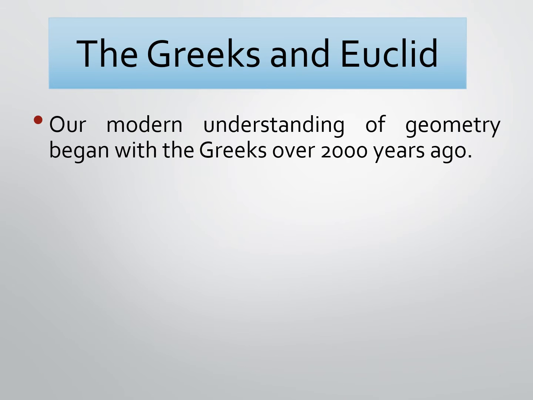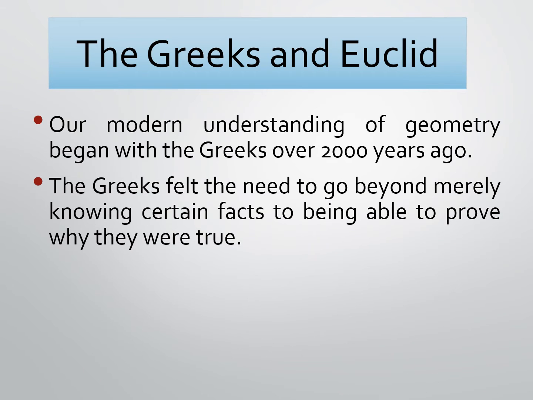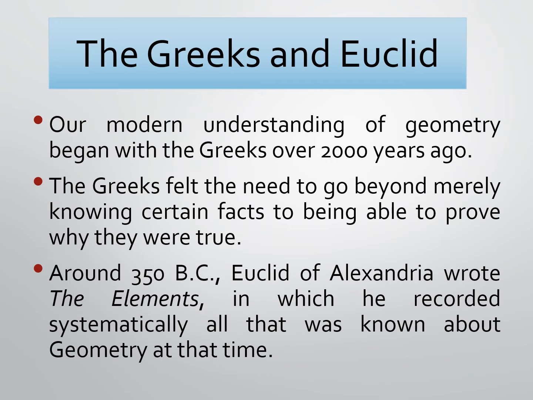The Greeks and Euclid. Our modern understanding of geometry began with the Greeks over 2000 years ago. The Greeks felt the need to go beyond merely knowing certain facts to being able to prove why they were true. Around 350 BC, Euclid of Alexandria wrote the Elements, in which he recorded systematically all that was known about geometry at that time.